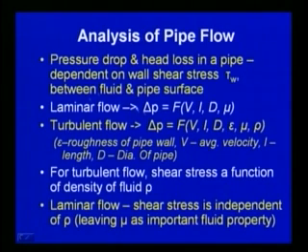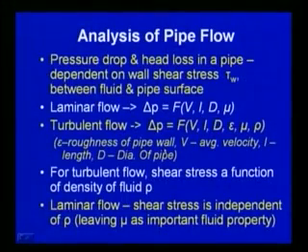Generally, this pressure loss, pressure drop or head loss is a function of only the average velocity, the length of the pipe, the diameter of the pipe, and the coefficient of dynamic viscosity. And also we can see that the shear stress is a function of the density of the fluid, rho. As far as laminar flow is concerned, if we analyze the laminar flow, we can see that the shear stress is independent of rho, leaving mu as the important fluid property. So, this is the difference when we deal with pipe flow, whether it is laminar or turbulent flow.